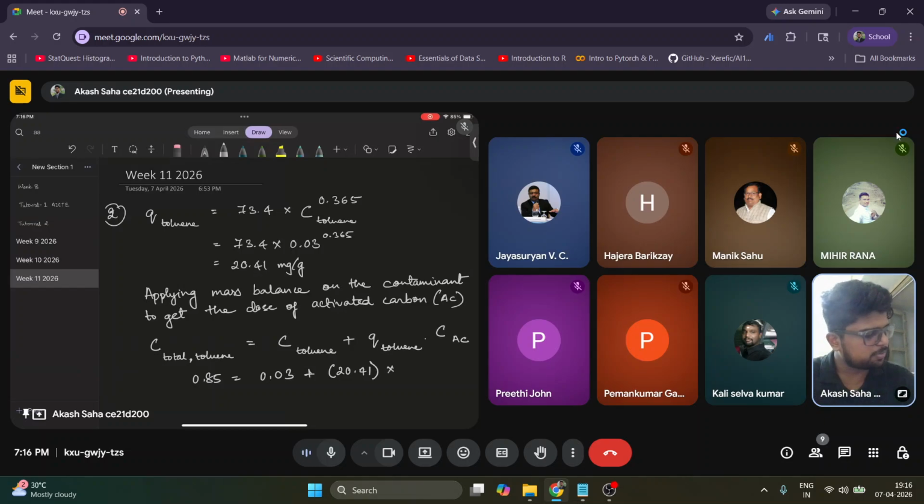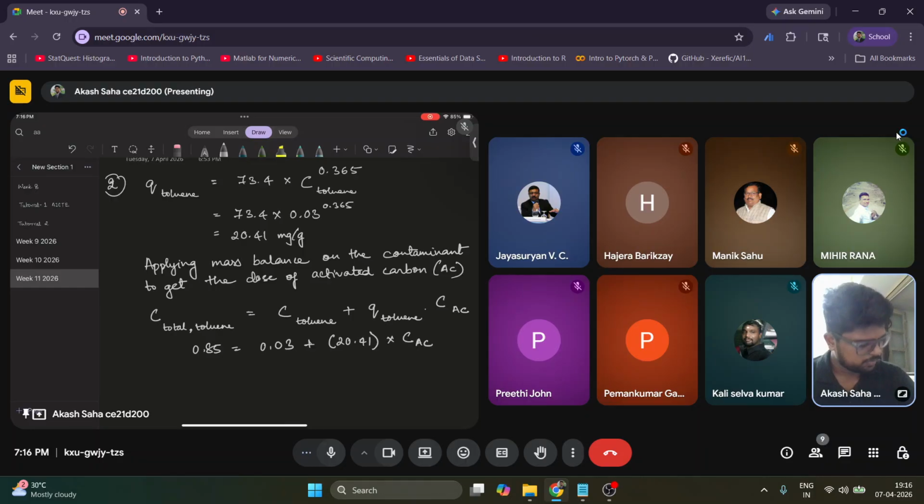So how many grams of adsorbent we will multiply? That is the dose, C AC. Now the concentration of activated carbon will come out as 0.0401 gram per liter. Based on the units, it will be gram per liter. So if you change it to milligram per liter, it will be 40.1 milligram per liter. So that's how you have to solve this. I hope this is clear.